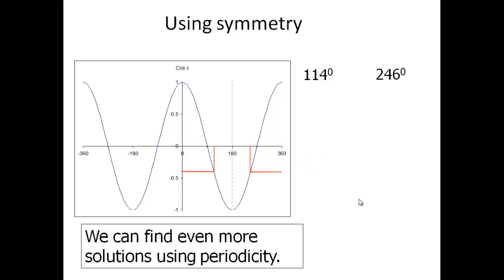To find further values, we use the period of the graph. We use the fact it repeats every 360 degrees again, in a similar way to what we did with the sine graph. Here, looking at between minus 360 and 360, we will be subtracting 360 degrees from our principal value and our symmetry value.